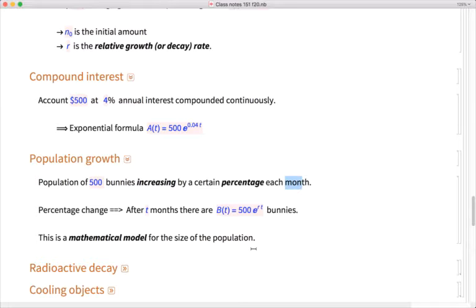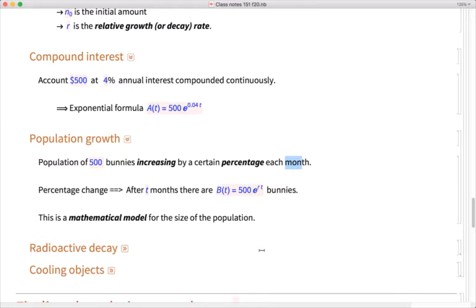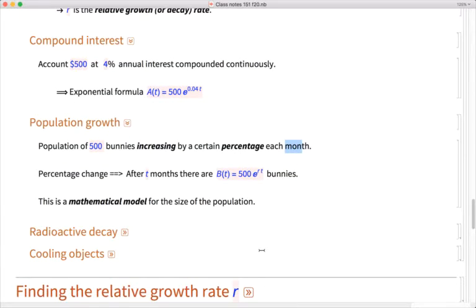Now, we said that this is a mathematical model for the size of the population. It's certainly not a mortal lock. The bunnies are not consulting this formula before they decide to go off somewhere and be bunnies. But we feel that this might have some merit in trying to predict how many bunnies there will be at a certain number of months in the future. Okay.